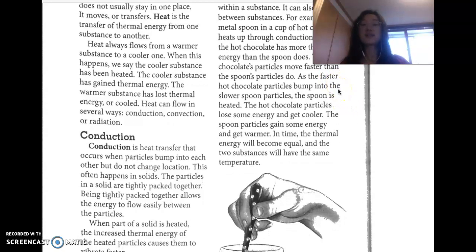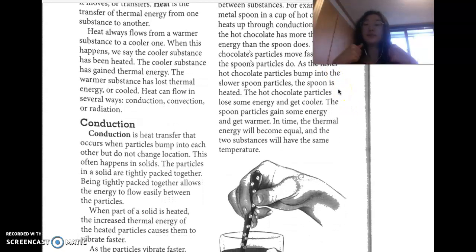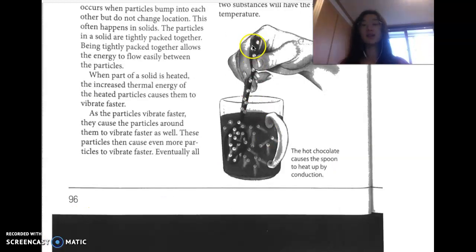But as the faster hot chocolate particles bump into the slower spoon particles, the spoon is heated, and the hot chocolate particles lose some of the energy and the hot chocolate gets cooler. Meanwhile, the spoon particles gain some energy and get warmer. And in time, the thermal energy will become equal, and the two substances will have the same temperature. So this illustrates it really well.